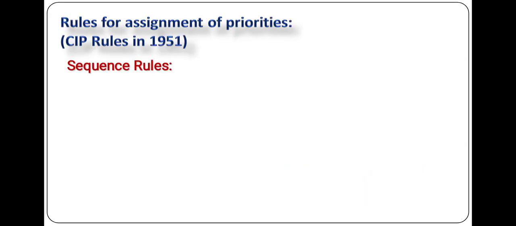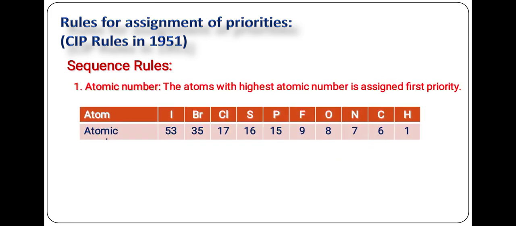There are different rules for assigning priorities, called the sequence rule. According to atomic number, the atom with the highest atomic number is assigned first priority. Here different atoms are there. According to their atomic number, the priority is given. Hydrogen has the lowest atomic number, so its priority is later.